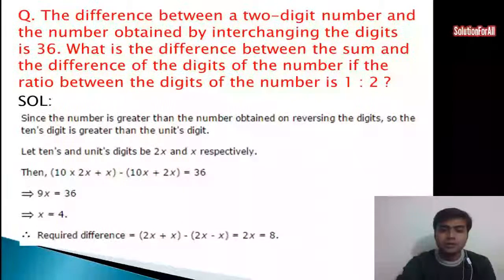Now we'll solve this equation. We get the value of x as 4. So the required difference is 2x plus x minus 2x minus x, which is equal to 2x, which is equal to 8. That is what we had to find here.